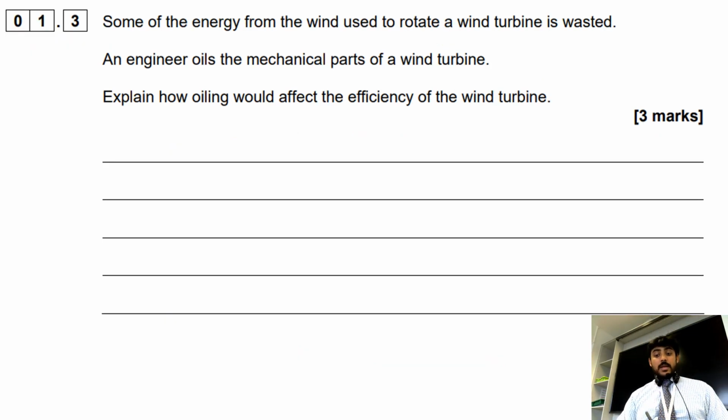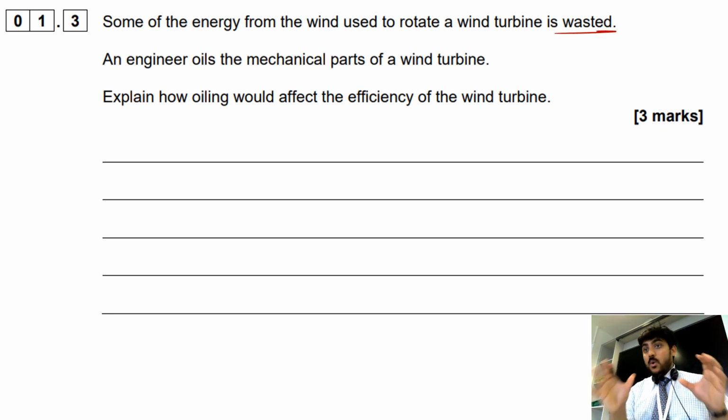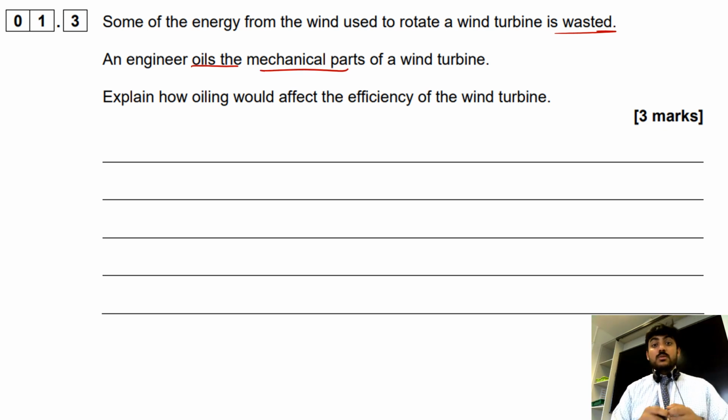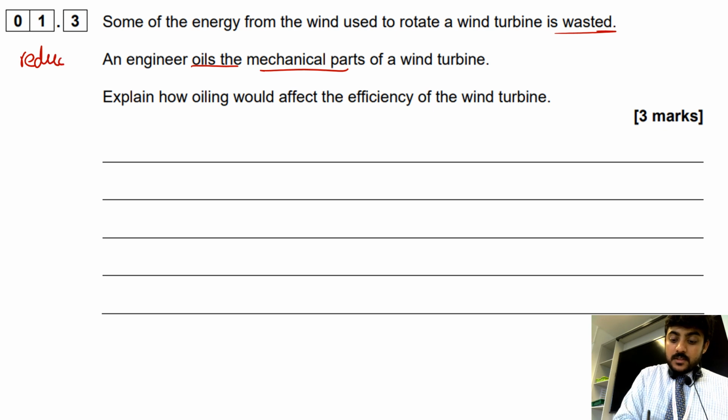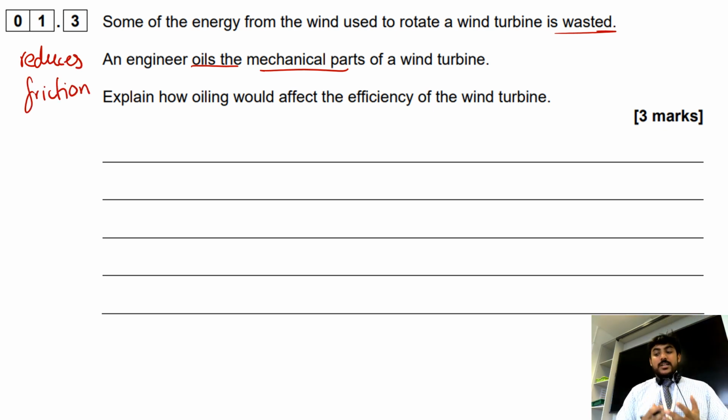For question 1.3, some of the energy from the wind used to rotate the wind turbine is wasted. As soon as you hear the word wasted, you have to think efficiency. Wasted energy, always talking about efficiency. An engineer oils the mechanical parts. So it's like putting oil on your chain. What does it do? It reduces friction. Okay, so the question actually asks, explain how oiling would affect the efficiency of the wind turbine.